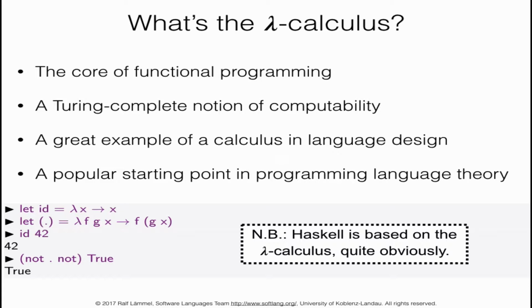By the way, the functional programming language Haskell is based on the lambda calculus. We see this, for example, when we define the identity function as a lambda abstraction. We don't use the dot here, we use the arrow. Or here we can define the function composition combinator also as a lambda abstraction. So we can apply the identity function, we can apply function composition, and everything works. Of course, Haskell is a much richer language, but at least it also contains the lambda calculus.